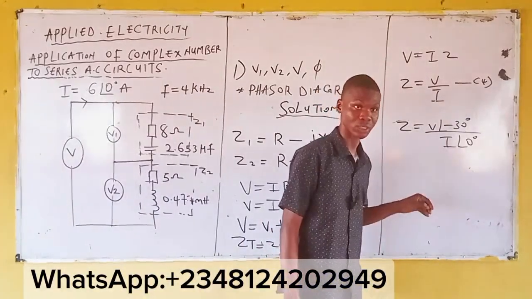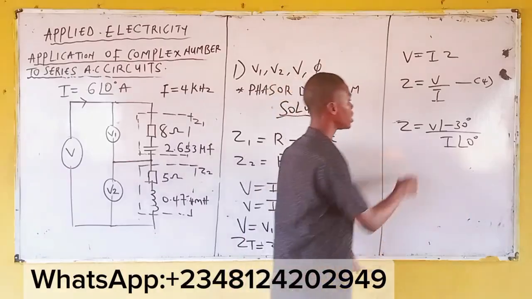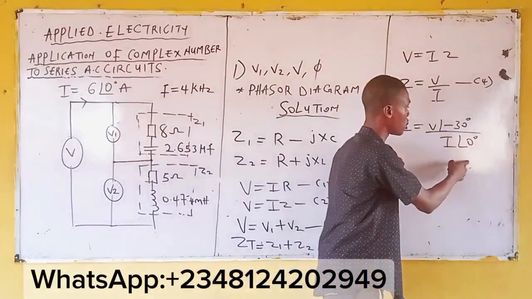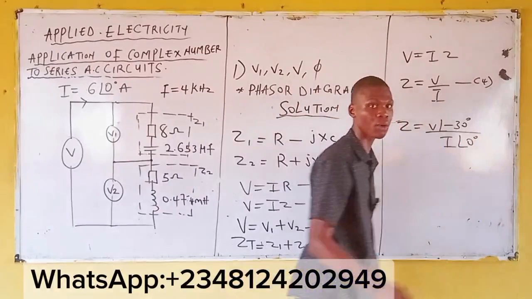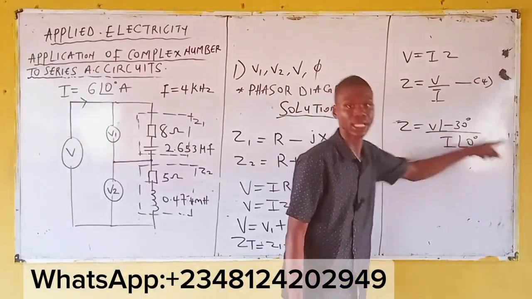The voltage lags. When we say lag, meaning reduce, we end up putting minus again. So meaning the voltage lags the current by what? 30 degree. In other words, the current is leading the voltage by 30 degree.